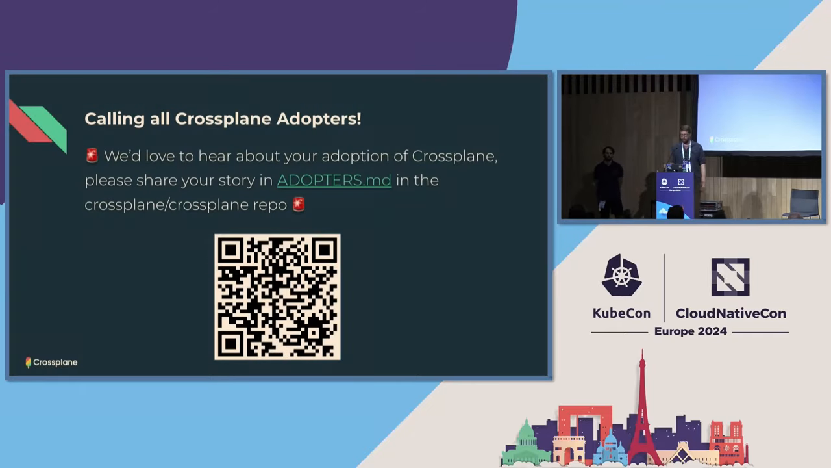And then the final thing here. It's always good to know more about the people that are using Crossplane. So if you want to share your story with the rest of the community about how you're successfully using Crossplane, just go to the adopters.md file in the Crossplane repo and share your story there.